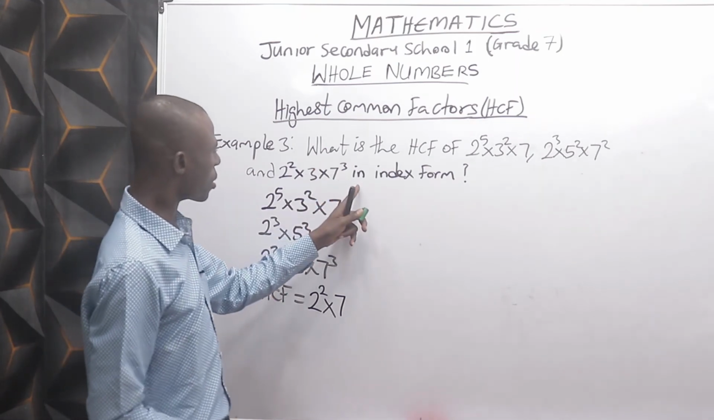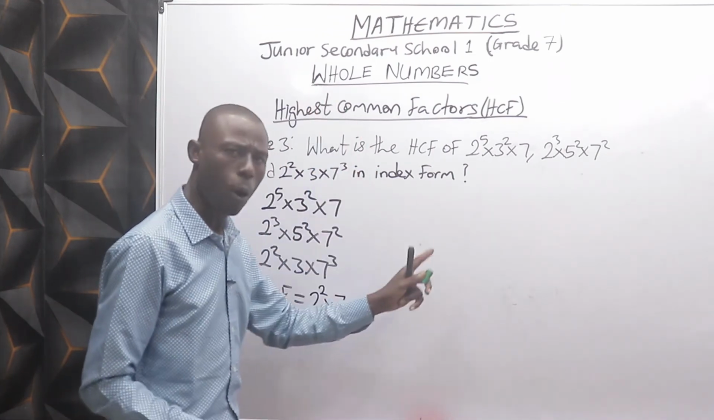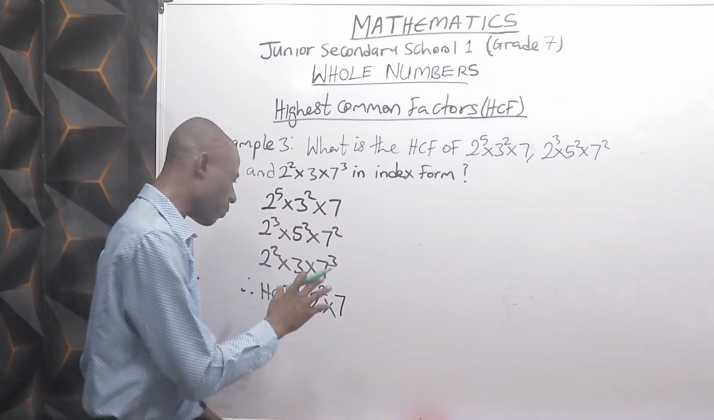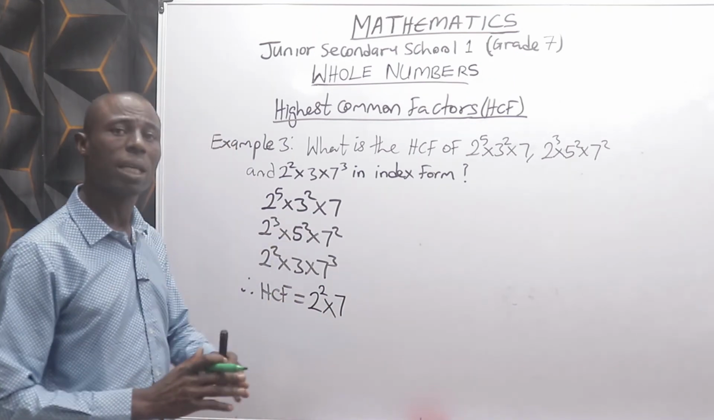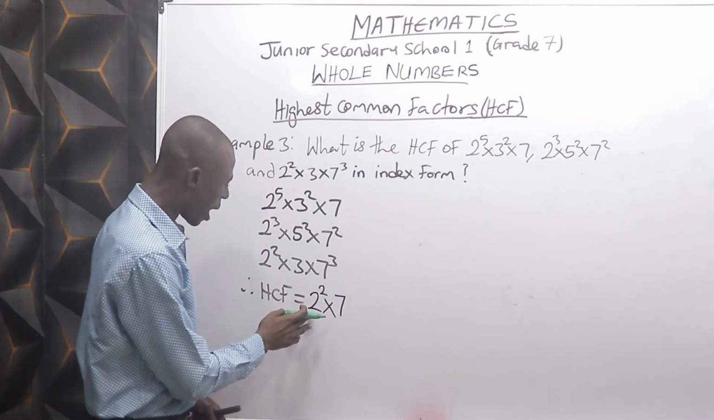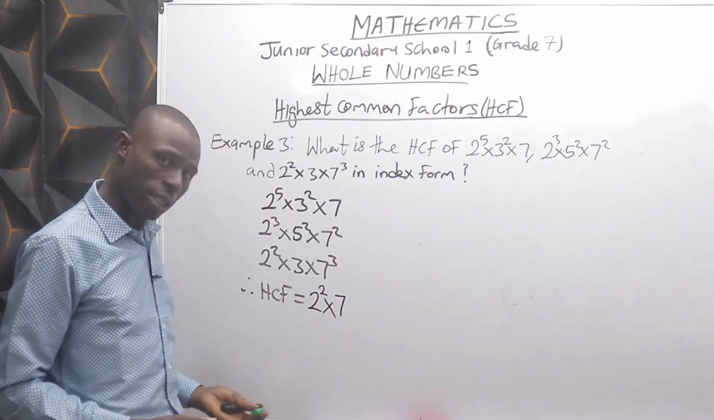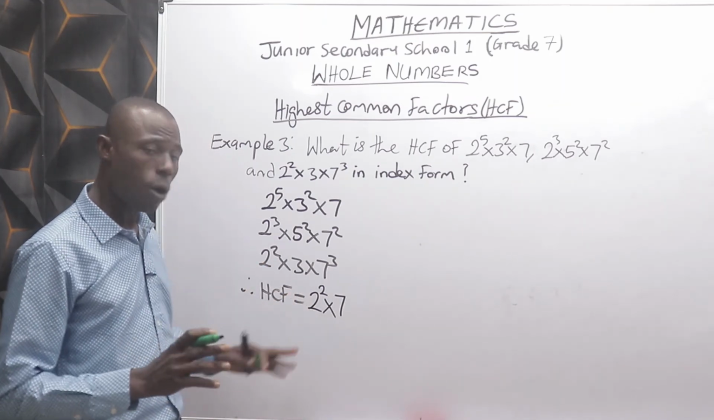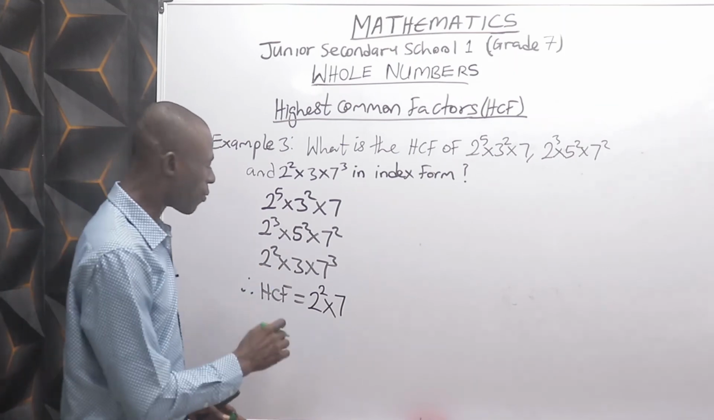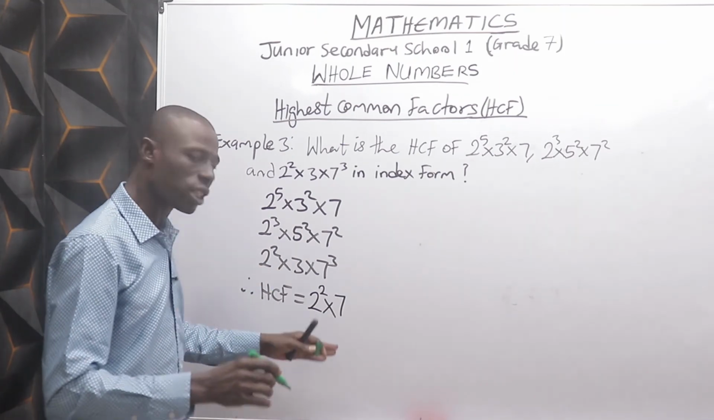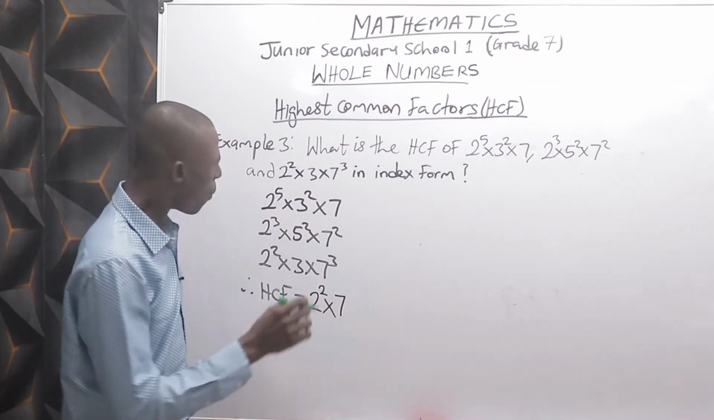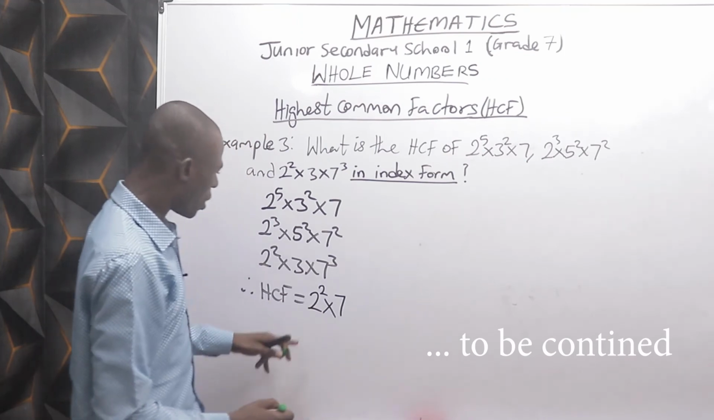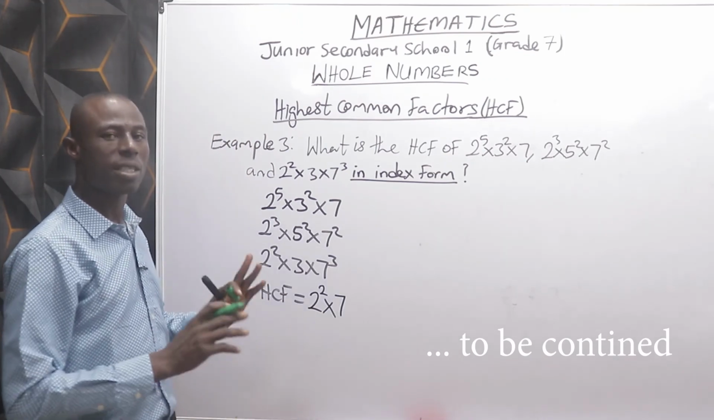And the question says in index form. Because it is in index form, our answer is 2 raised to power 2 times 7. If it is not required to be in index form, you can leave it as 2 raised to power 2 times 7, or as 28. 2 raised to power 2 is 4. 4 times 7 is 28. You can leave your answer as 28 if it is not required to be in index form. But look up, the question requires it to be in index form. So we leave our answer as 2 raised to power 2 times 7.